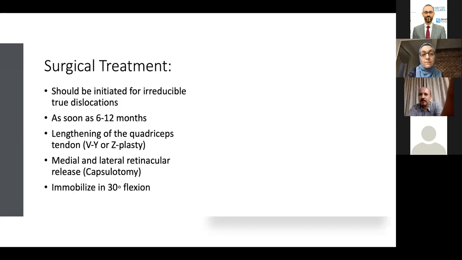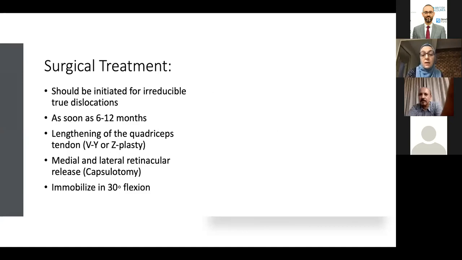In type C, surgical treatment should be initiated for irreducible ones as soon as possible, as soon as the child is fit and surgery can be performed with safety. 6 months would be fine, up to 12 months. What you need to do is to lengthen the quadriceps tendon. A VY-plasty is the most spoken of in the literature, but the Z-plasty is the most I've done.